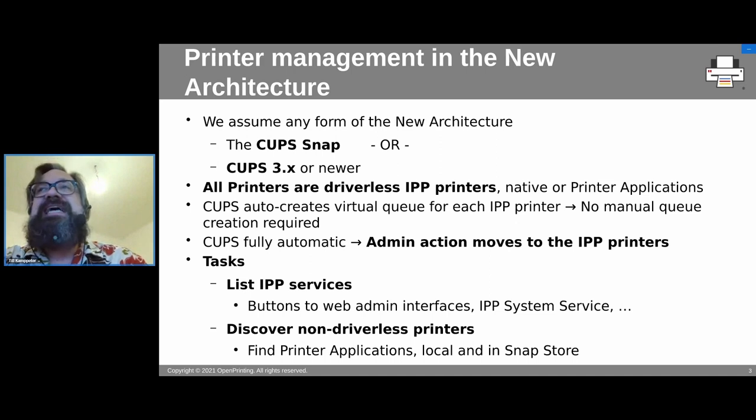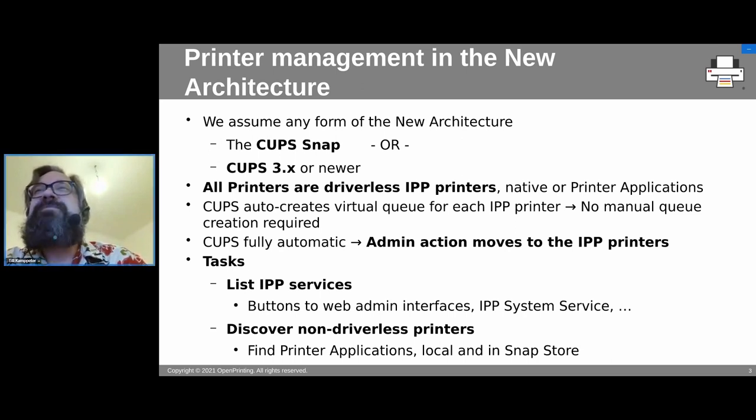We do the discovery, so we collect the device IDs of the printers which are available to us. And then we must somehow find out which printer application supports this printer. For the installed printer application, it's rather easy. We can send the device ID to the printer application, and the printer application tells us whether it supports the printer or not.